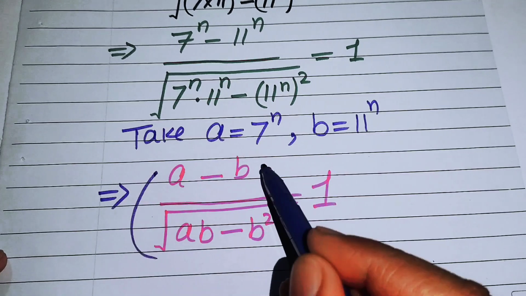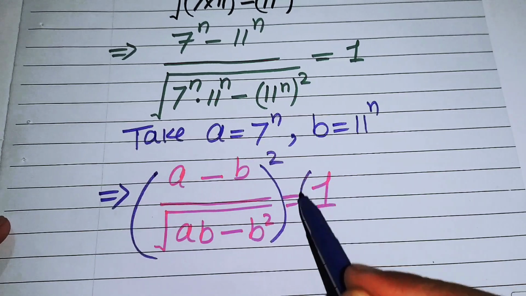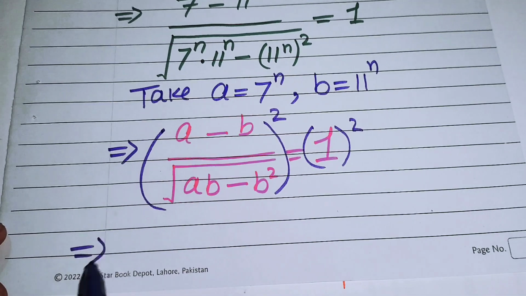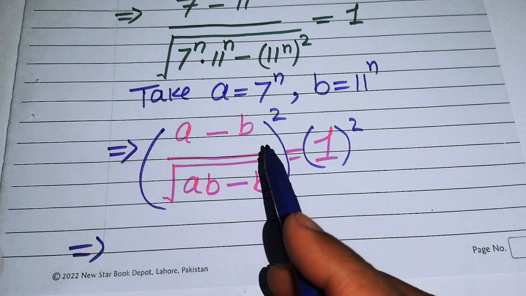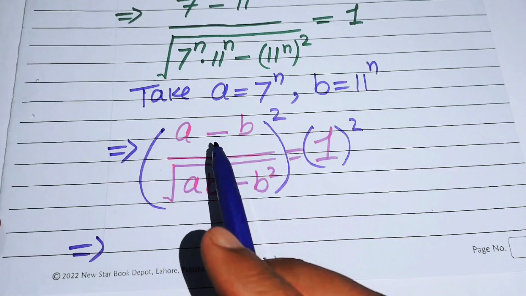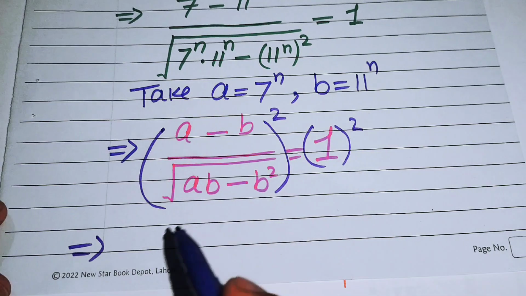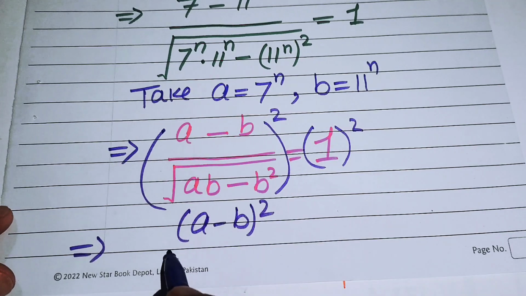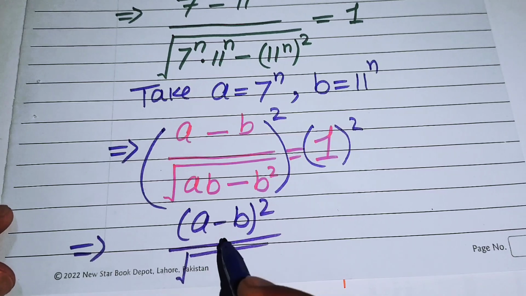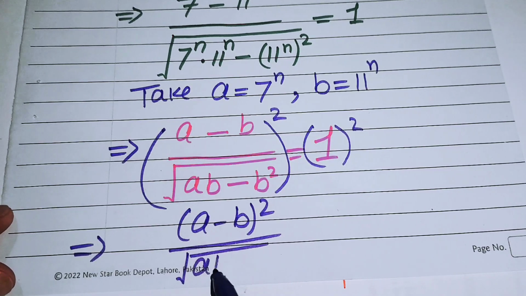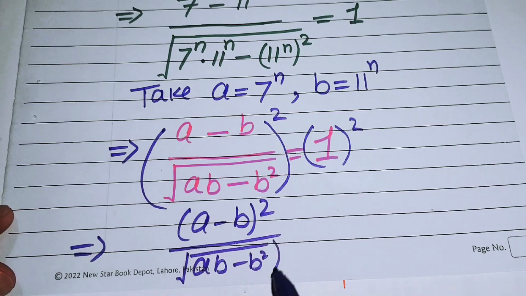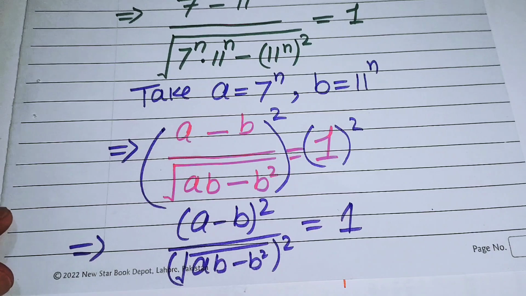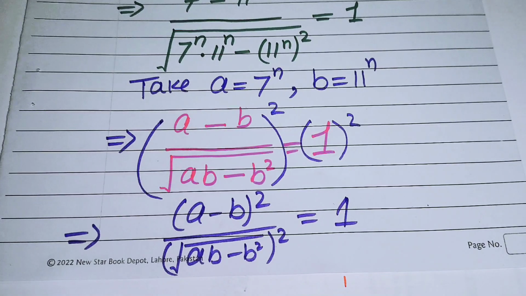So it will look like this, and here you have the square on this side. Now we will just take the square on the upper term and its lower term, so it will be written in this form: a minus b whole squared over ab minus b squared, and its whole squared, equals 1. You know that the square of 1 equals 1.